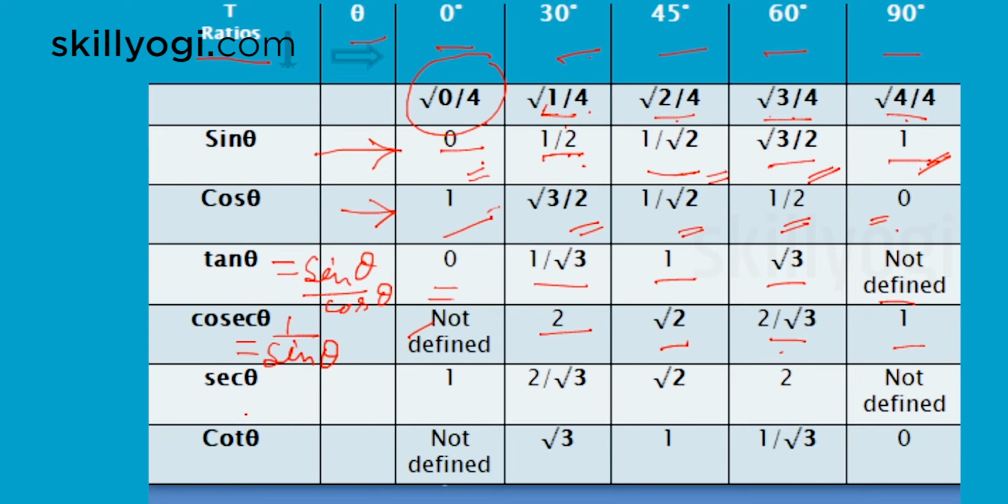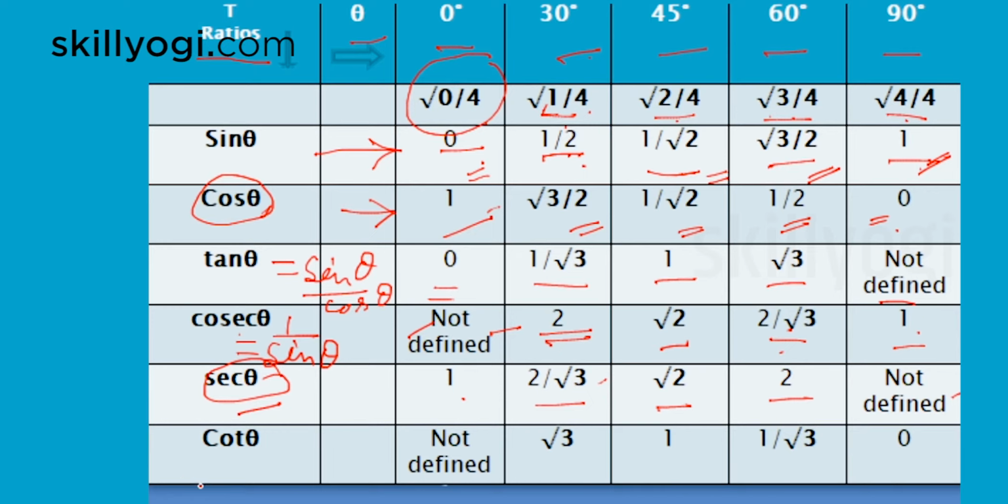Again, for sec theta, same trick as cos theta. What we will do? Just we'll write in the reverse way of cosec theta. That means whatever I have written in cosec 90, we will write in sec 0. Then 2 by root 3 here. Then root 2 same, since it is the middle angle. Next 2, not defined. Cosec theta, sec theta, done.